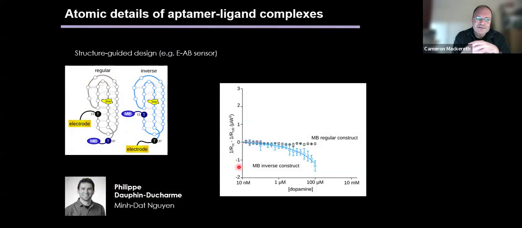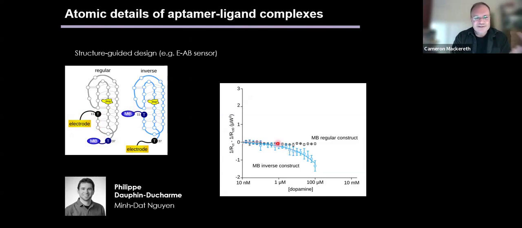And we didn't want to just determine the atomic features of this DNA aptamer bound to the dopamine, but we also want to use it for something. So we collaborated with Philippe. This is the group in Sherbrooke in Quebec, Canada. And the typical way they make a biosensor from a DNA aptamer is to attach one end to an electrode, a gold electrode, and the other end to something that can give you a change in electrical signal, in this case, methylene blue. And typically you have one on the 5' and one on the 3'. You can also invert it, but these are the two standard ways.